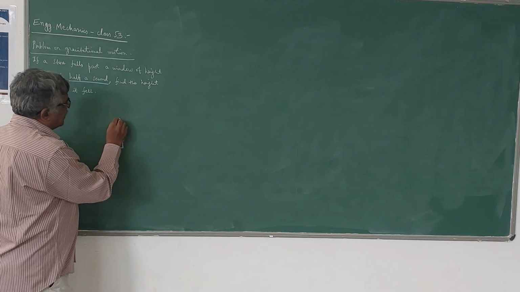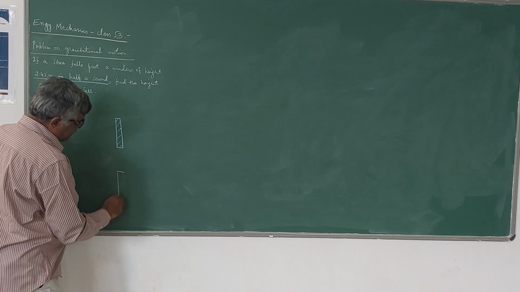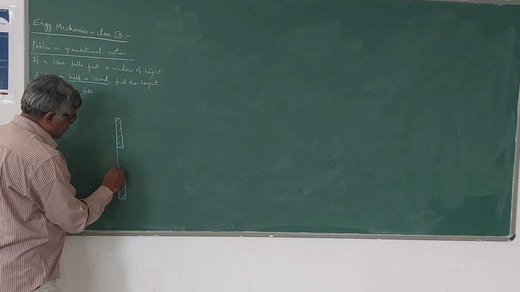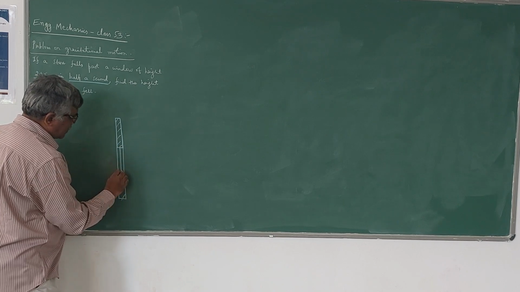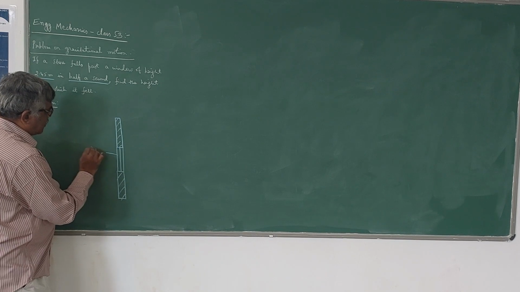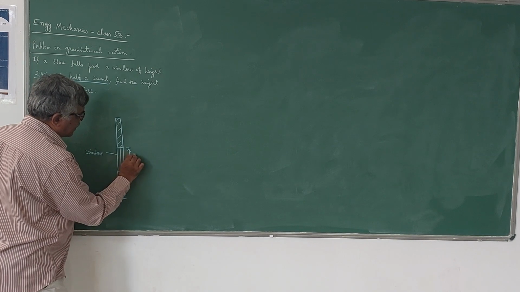So let us take this is the wall, and a window is present in this wall. So this is the window portion. This is the window. So the height of the window here is given as 2.45 meters.